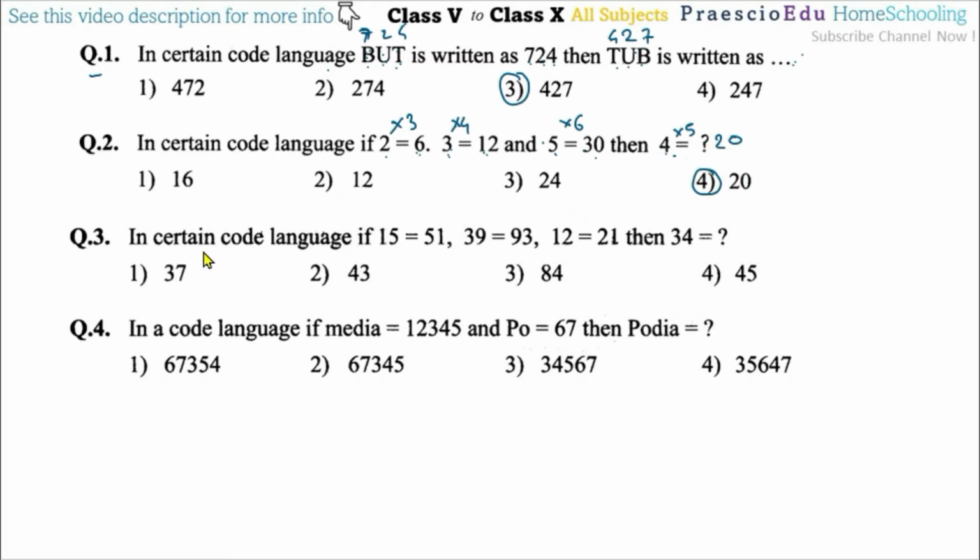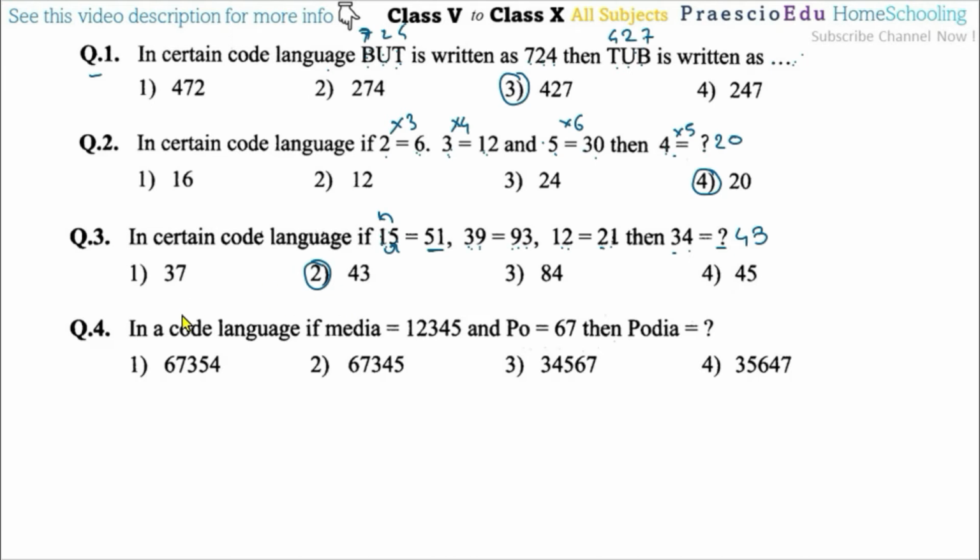Then question number 3, in a certain code language, if 15 is 51, 39 is 93, 12 is 21, then 34 is equal to question mark. So if you see the digits here, the tens place and the unit place digits are interchanging their places. Okay, so 15 comes to 5 and 1 interchanging, so it will convert to 51. Likewise here 3 and 9 interchanging, so 93 comes, 1 and 2 interchanging, so 21 comes, like this. 34 is given, so after the change, 34 will be converted as 43. So option number 2 is the correct one.